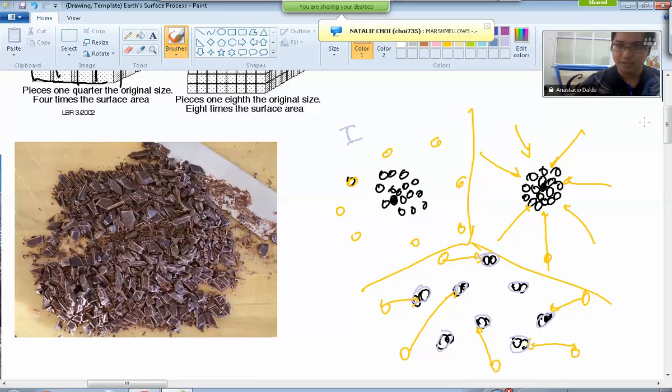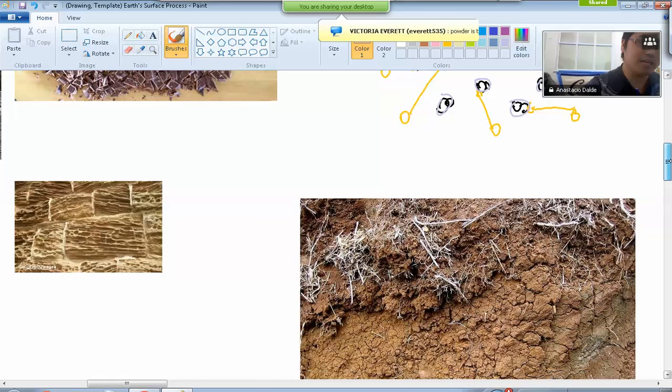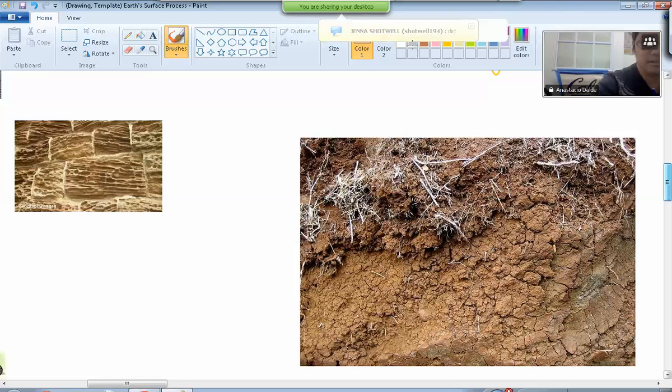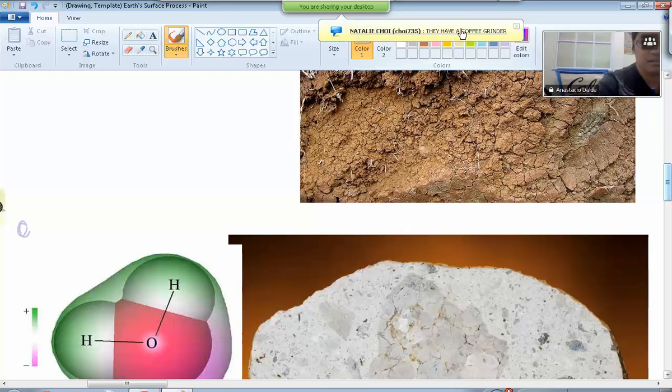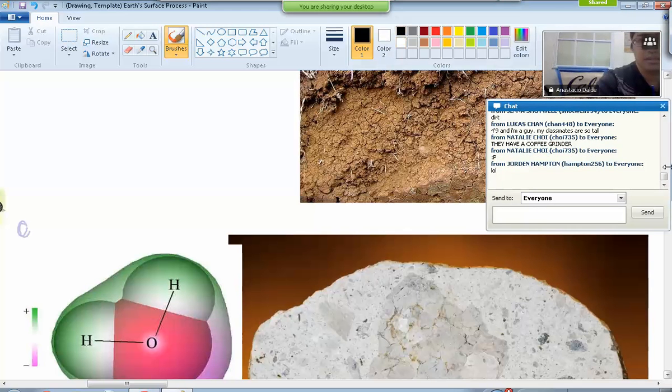So what I'm going to talk to you guys about now is this thing called chemical weathering. All right, wait one second. Whoa, what happened? Okay, chemical weathering. Move that up.